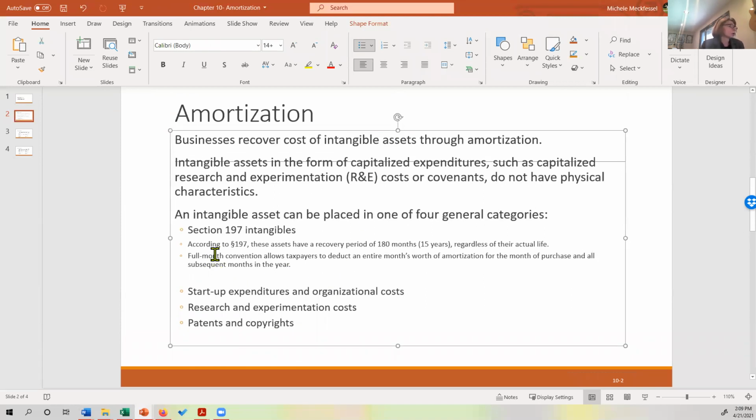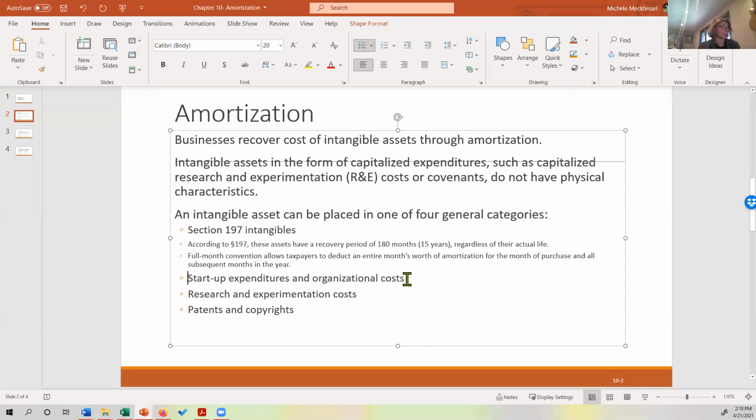So what I've done is I've added some verbiage to these section 197 intangibles, okay? So they have a recovery period of 180 months, 15 years, regardless of their actual life, okay? And so they use what's called a full month convention, okay? Now, that should not be confused with startup expenditures and organizational costs, okay?